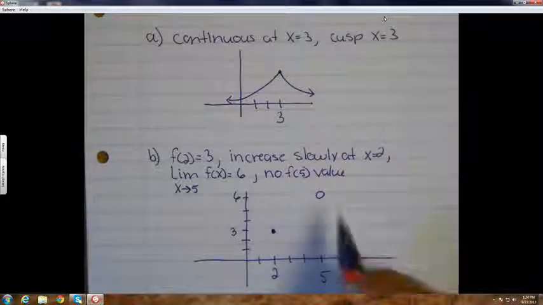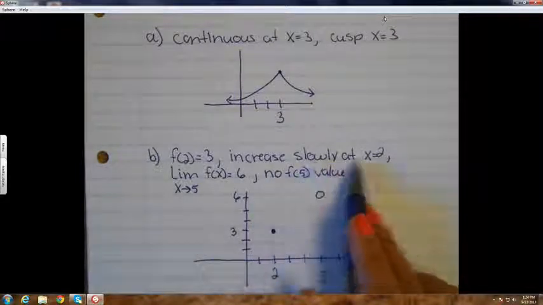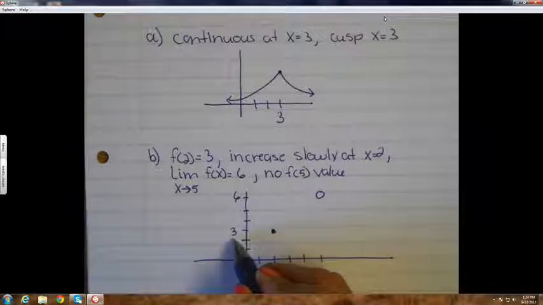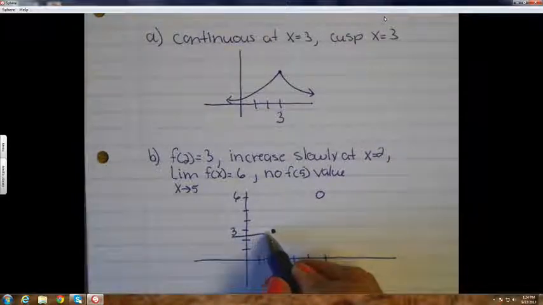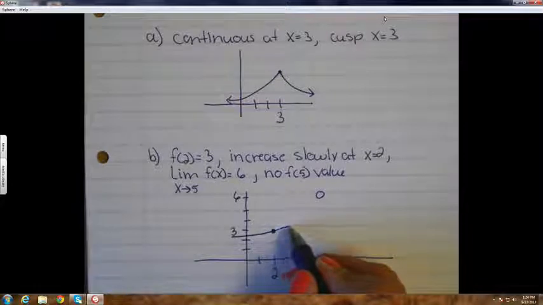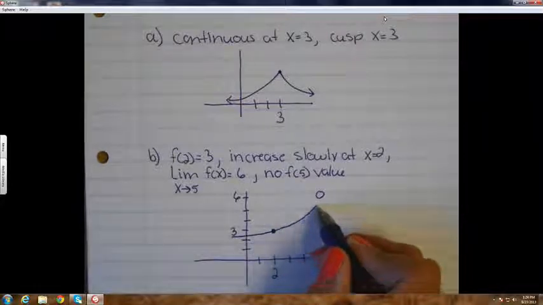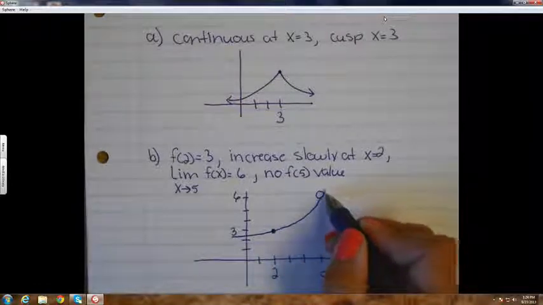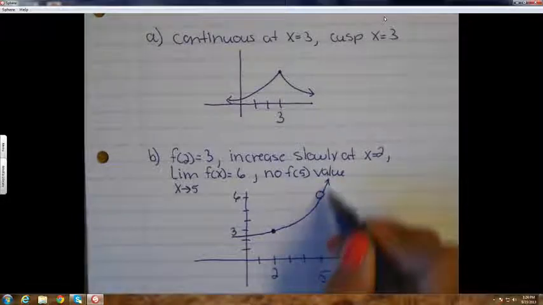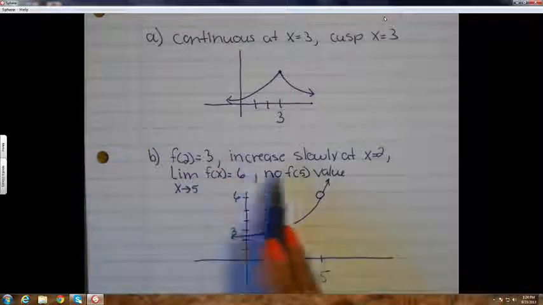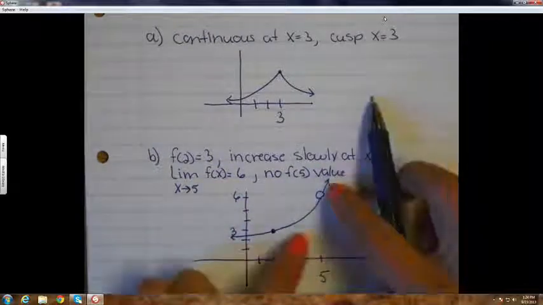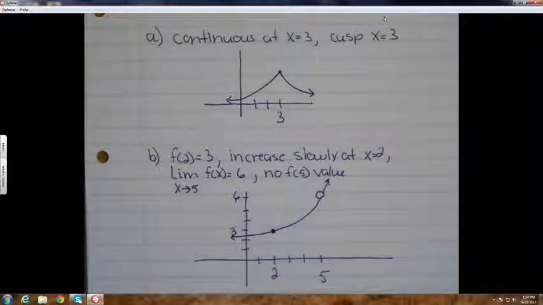Now I've got to increase slowly through 2. So increasing slowly, that's just a real shallow, uphill curve, shallow, shallow. Then it doesn't say what it does, so it doesn't matter. And there it is. I think I've met everything. I've got the point, increasing slowly, it has a limit, but no value. I skipped over an easier one in here, but I think you'll be fine.